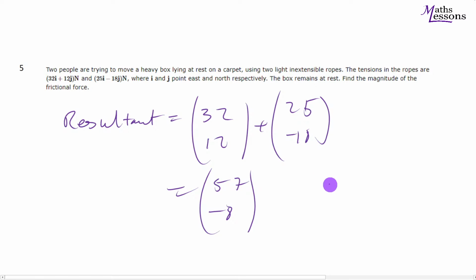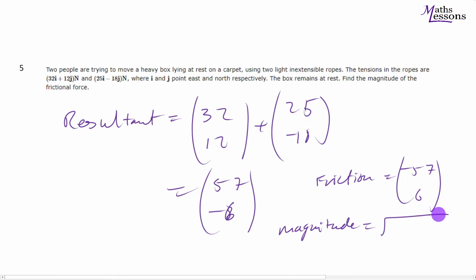So therefore, the friction will equal minus 57 and, sorry, did I say 6 and I've written 8, haven't I? Yep, that should be a 6 there. 57 and 6 should be in the opposite direction. But that's not what the question asks for. It actually asks for the magnitude. So the magnitude will equal the square root of 57 squared plus 6 squared, square rooted. And that, I think, comes out to be about 57.3 newtons.